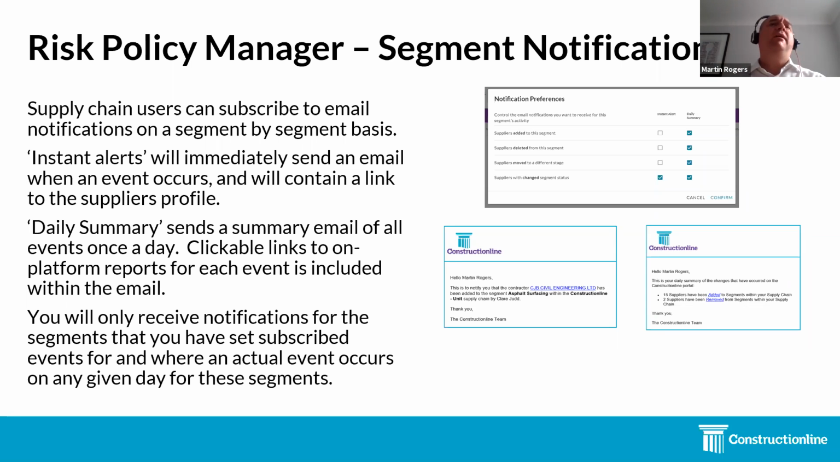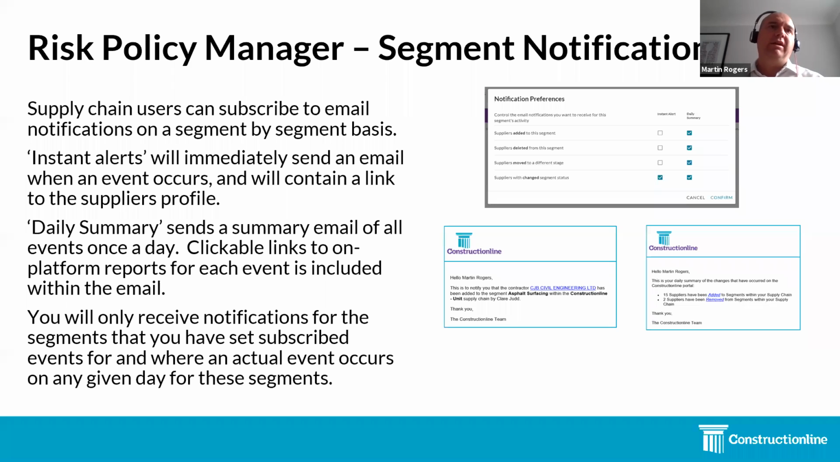There's also a daily summary. Once a day, a summary email will be sent, which contains a list of the events that you've subscribed to which have occurred that day, and a count. Within that email, there are links to reports within the platform, which will then provide you with the information of the suppliers that have been included and triggered by that alert.